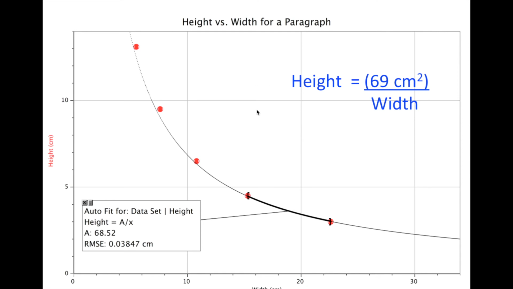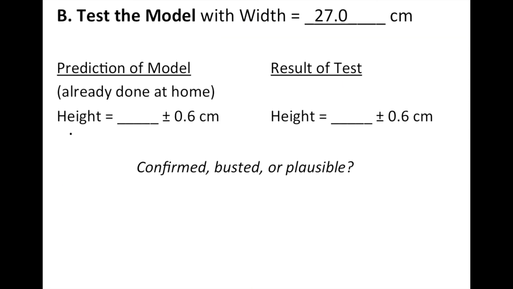Here's some sample data. In class, we tested the model with a paragraph of width 27 centimeters. And at home, you already, as part of the experiment wrap-up, have made a prediction of what the height should be for that width of paragraph. And then in class, we measured the height of an actual paragraph of that width and found that these ranges overlapped, and so the model was confirmed.